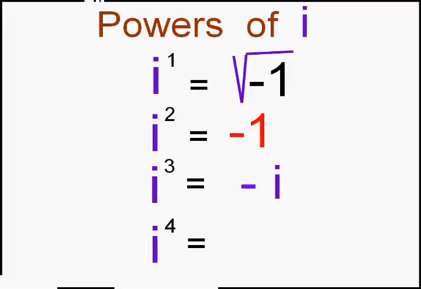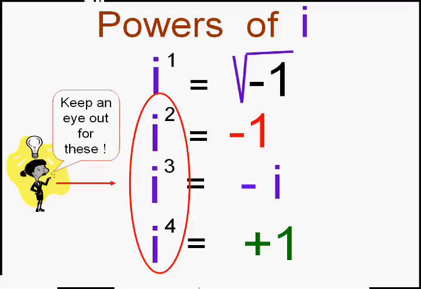i to the fourth is i squared times i squared. Now, i to the fourth is very special, because i squared is negative 1, and if you have a negative 1 times negative 1, we're going to get a positive 1. So any time you have i to the fourth, you're going to end up with a positive 1, and usually, of course, you can throw out a 1 when you're multiplying. Okay, so keep an eye out for these, and we'll simplify them to the numbers that they're equal to.